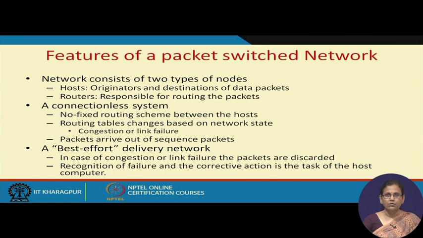Now, because it is connectionless, the packets are sent through whatever path is available and less congested, so the packets can arrive out of sequence. Then the next property of this packet switch network, which is in this case the internet, is that it is a best effort delivery network, which means in case of congestion or link failure, the internet does not take any responsibility. If there is any kind of problem in between, the packets are simply discarded. Now, it is the work of the host computers to recognize that there are some packets missing, and to resend them.